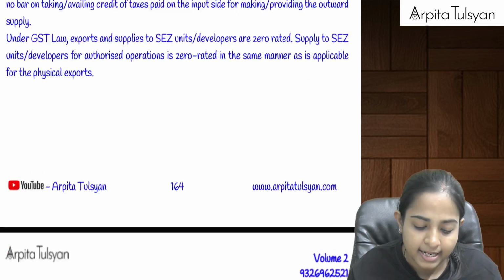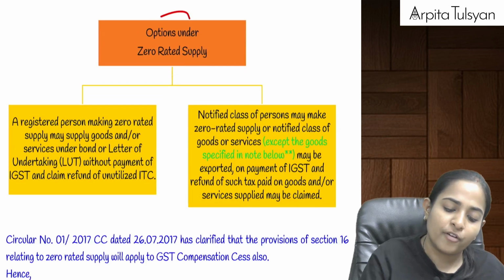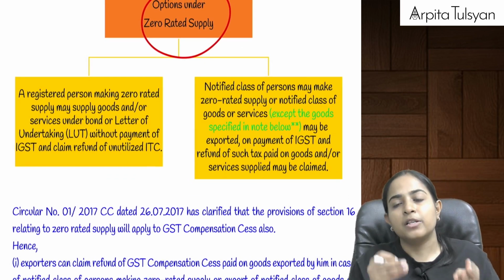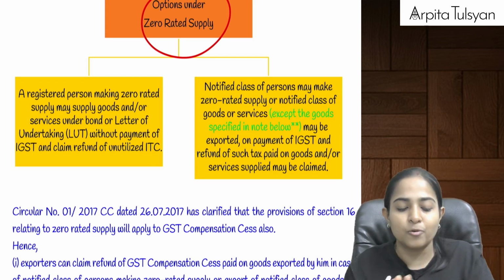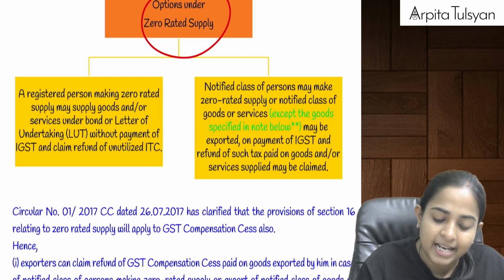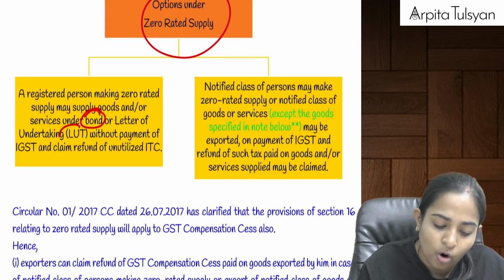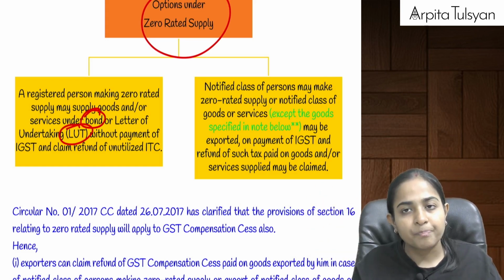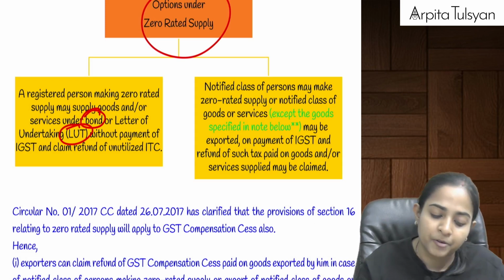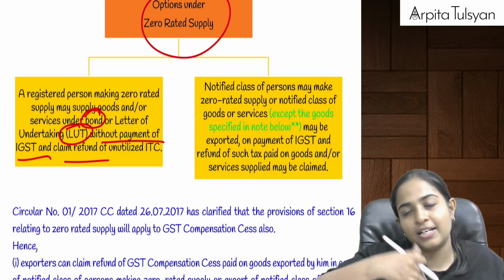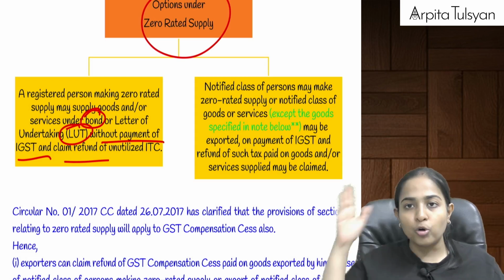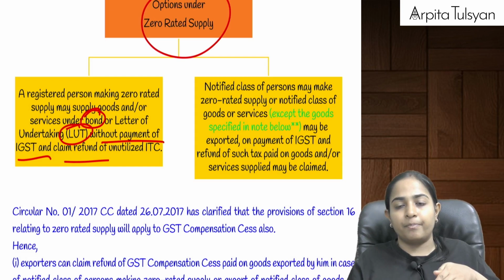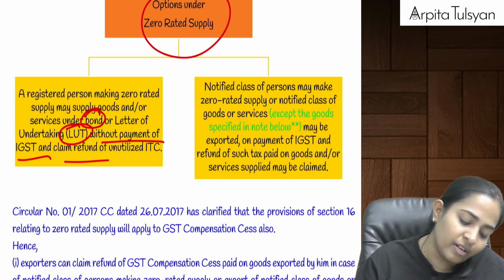Ma'am, how no tax in the entire chain? Now they are telling you that you have got two options under zero rated supply. What are the two options? Any person who is making this zero rated supply, meaning any person who is exporting the goods, can export the goods or services under bond or LUT, meaning they will sign a declaration, etc., and export the goods. And what benefit is the government going to give to that person? That without paying any IGST on such export. Meaning on your outward you need not pay any IGST, and on your input, if there is any ITC available with you, we will give you a refund of the same.